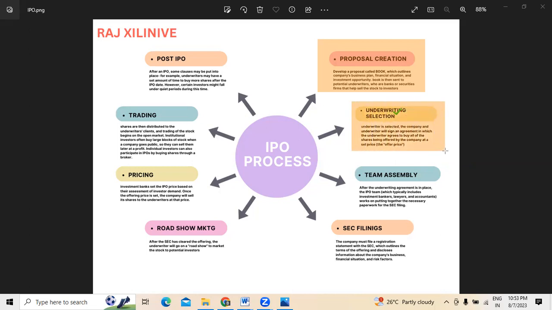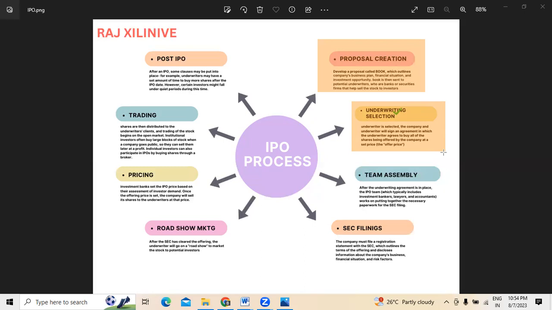So offer price, for example, stock price, each and every stock will be 2 rupees or 5 rupees or 10 rupees, right? So generally that's what we call the offer price. Understand? Clear? Yes. Next, third one. Team assembly. Write down: team assembly.